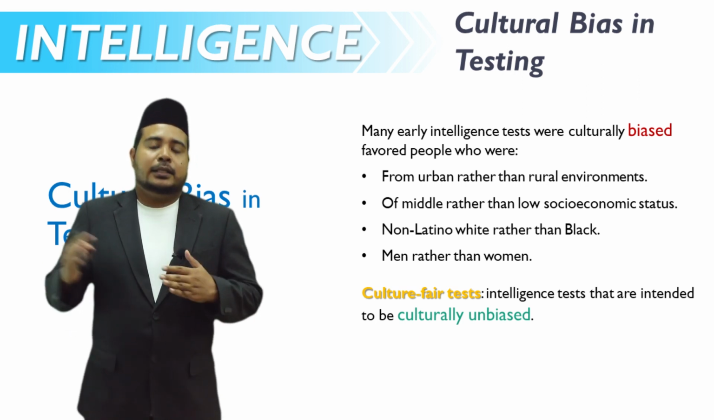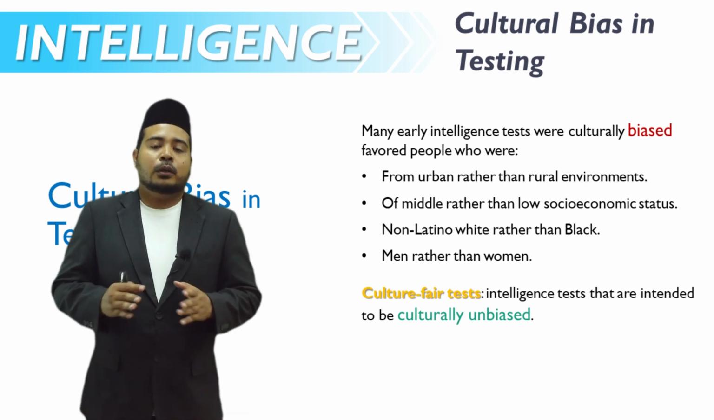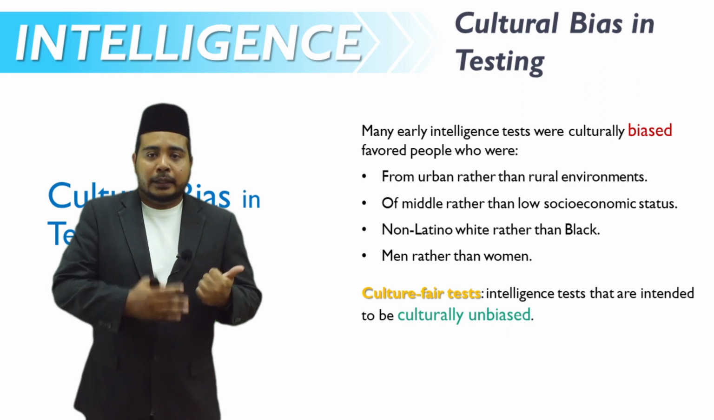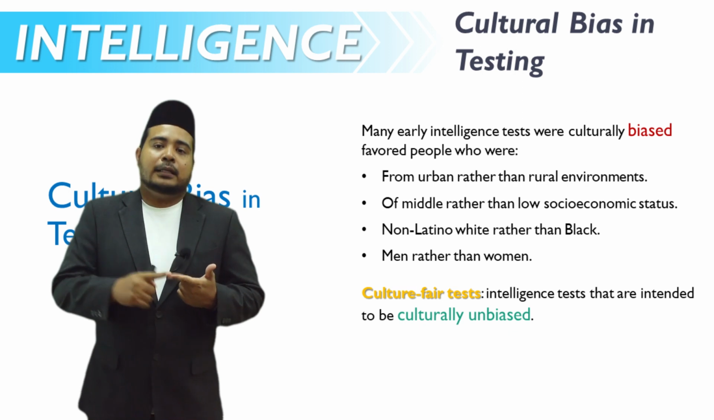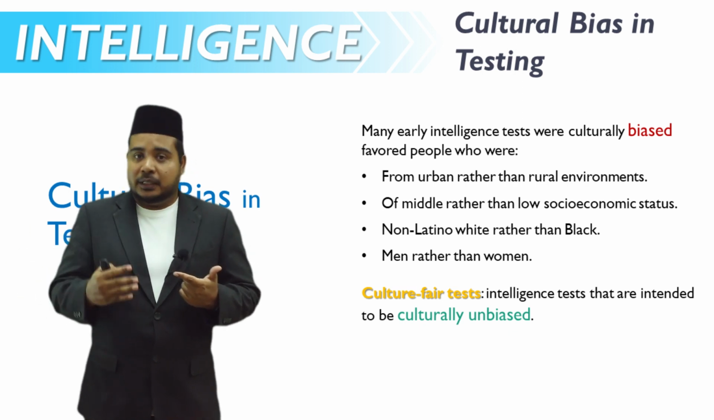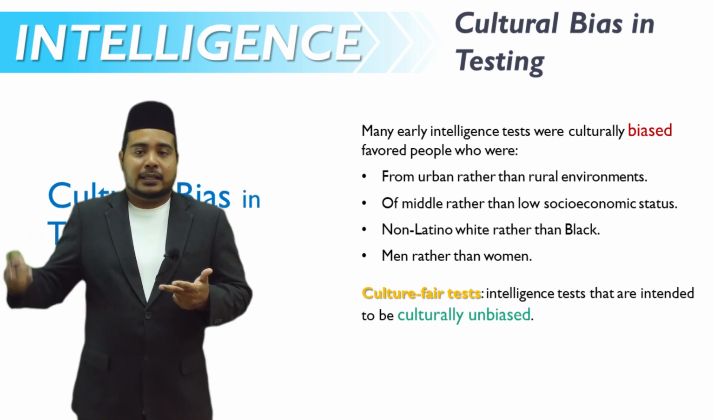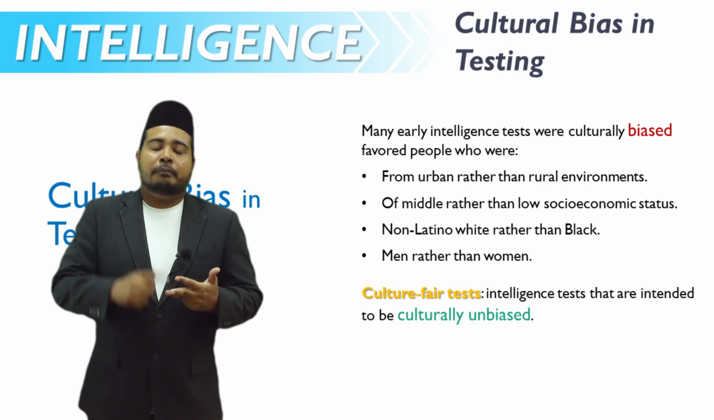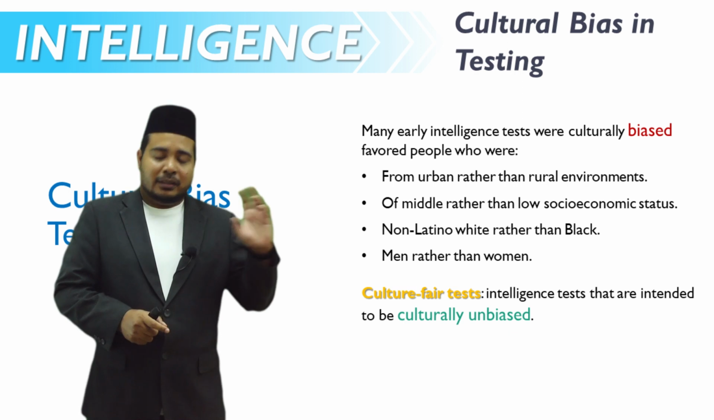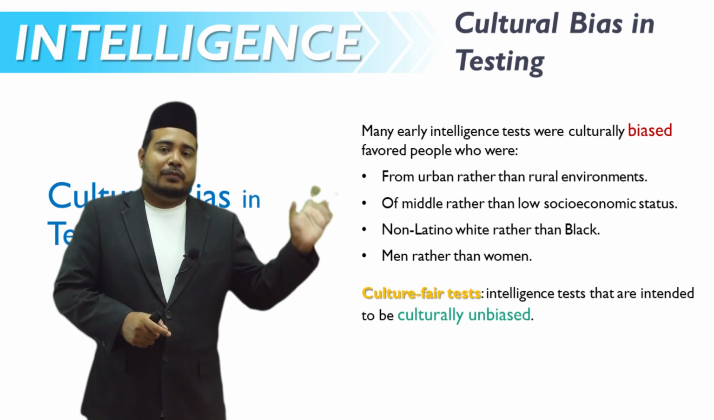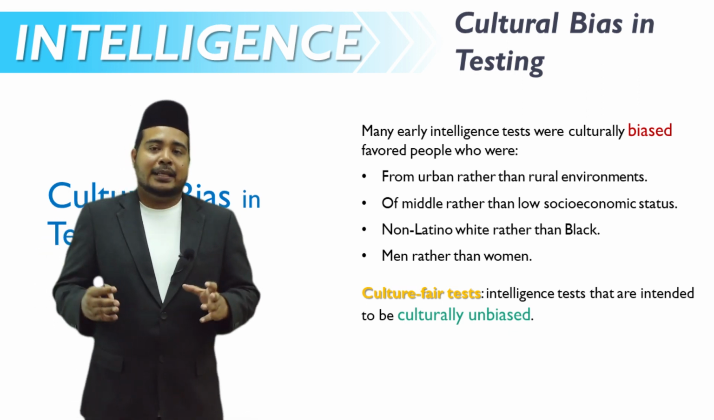Many early intelligence tests were culturally biased. They favored people who were, one, from urban rather than rural environments, two, of middle rather than low socioeconomic status, middle class, three, non-Latino white rather than other colors such as black people, and four, men rather than women. So early intelligence tests, okay, the origins of intelligence tests, sometimes contain culturally biased items.